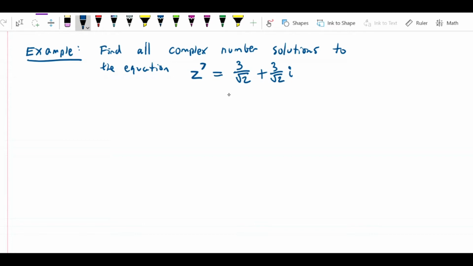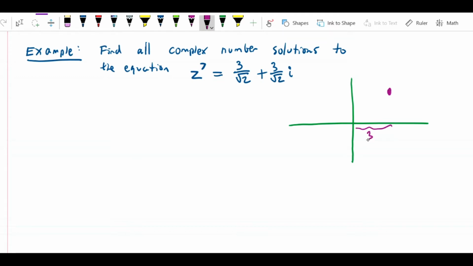So I'm asking what all numbers z that I can find are, so that when I raise them to the seventh power, I get 3 over root 2 plus 3 over root 2i. So the first thing to do is we want to show where this number 3 over root 2 plus 3 over root 2i exists on the complex plane. It's going to exist right here.